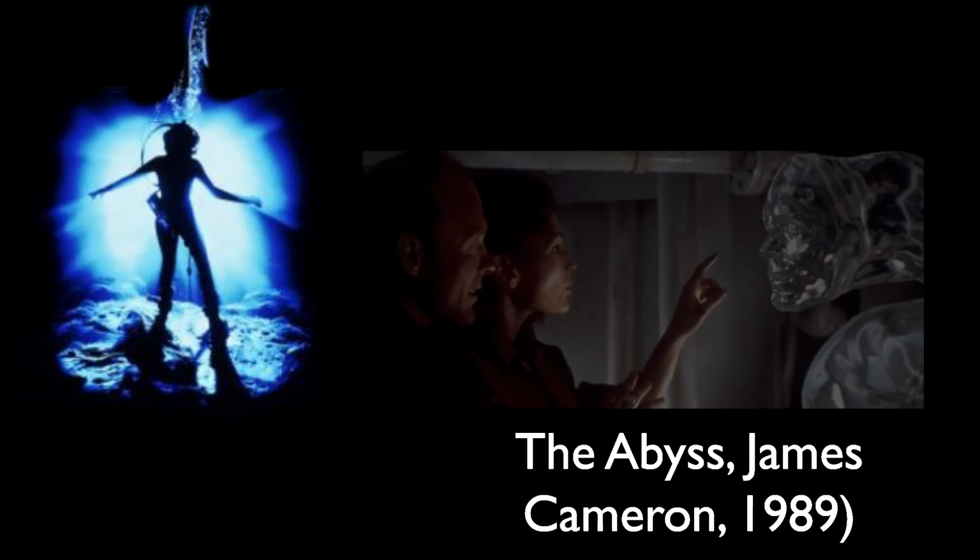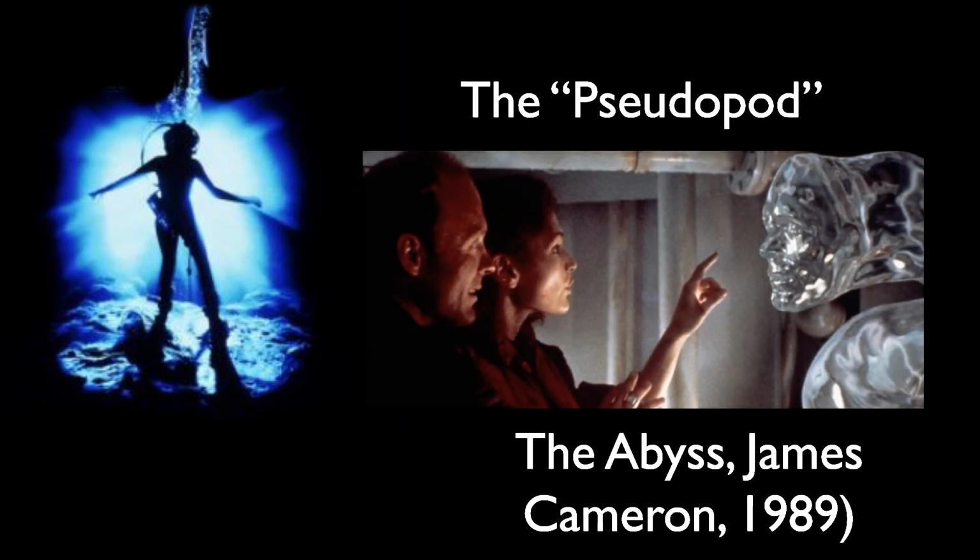A good example of CGI trying to look real was The Abyss, which had a single sequence of a CGI creature known as the Pseudopod. The Pseudopod was a stream of water that could copy the faces and facial expressions of the human characters.